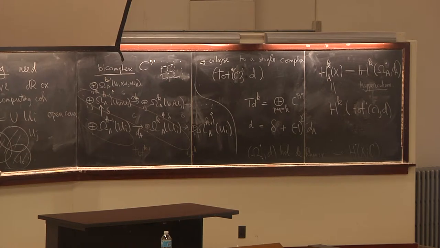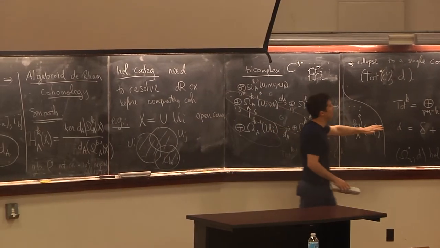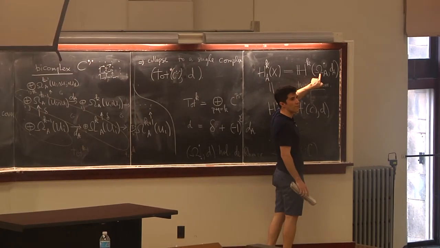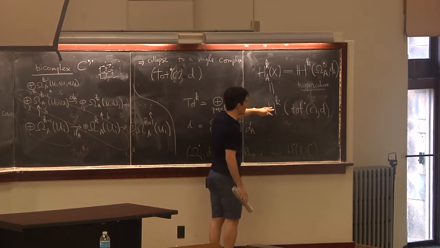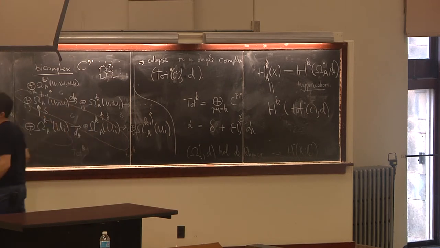So that's how you define the de Rham complex of an algebroid. And in fact, you could always define it this way. But the fact that the individual terms in this complex, in the smooth category, are fine sheaves means that the whole thing collapses, and you can take global sections and use the old definition. But this definition is the more general one that works in both cases.